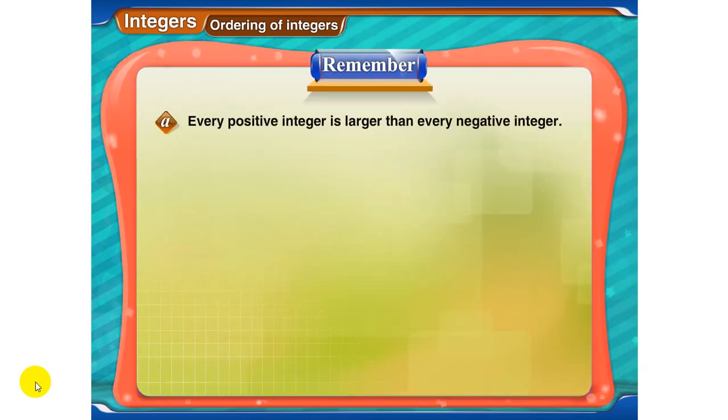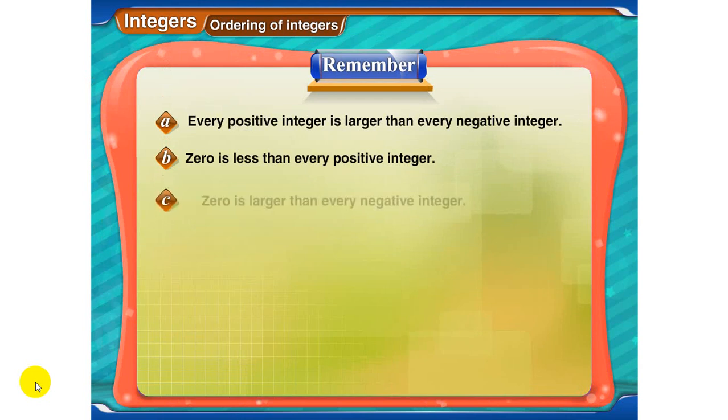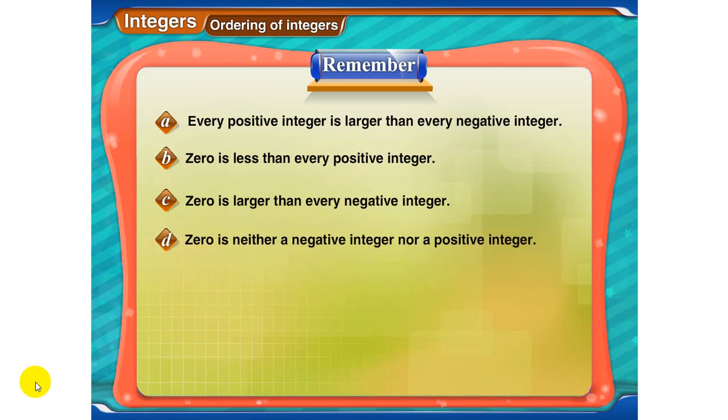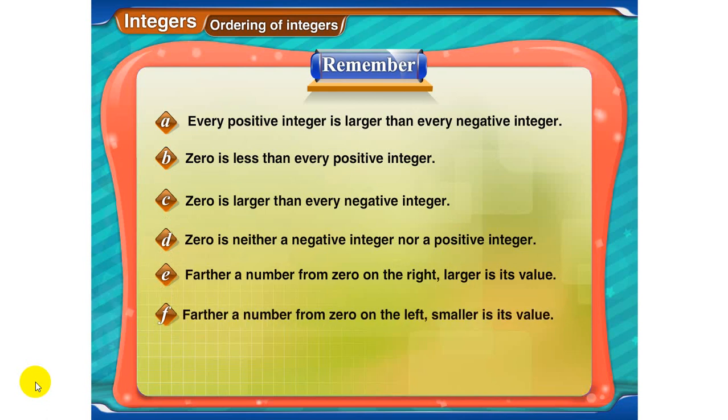Remember, A. Every positive integer is larger than every negative integer. B. 0 is less than every positive integer. C. 0 is larger than every negative integer. D. 0 is neither a negative integer nor a positive integer. E. Farther a number from 0 on the right, larger is its value. F. Farther a number from 0 on the left, smaller is its value.